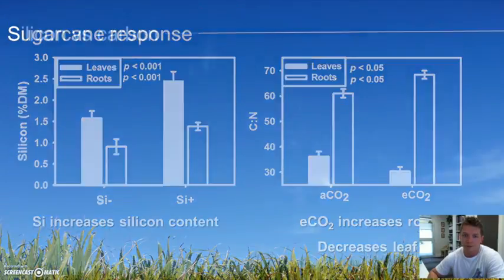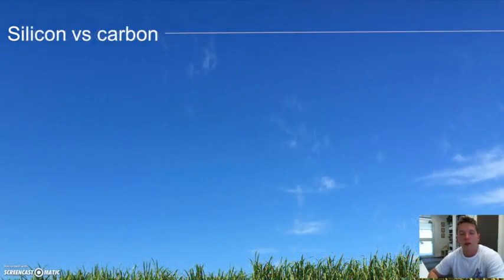Now, if you remember what I mentioned earlier, that many high silicon accumulating plants can partially substitute carbon for silicon for structure and also for defenses.